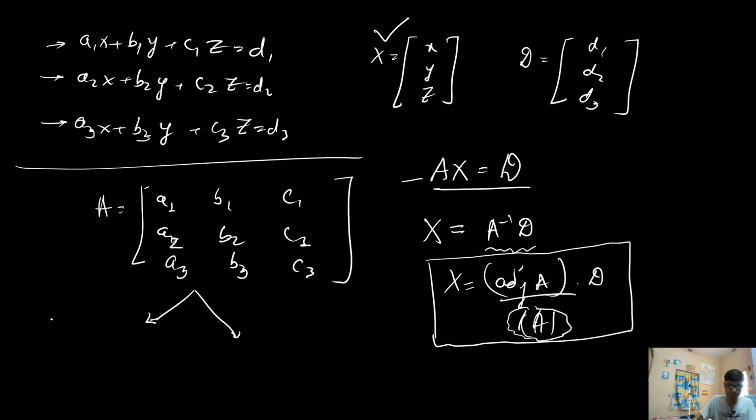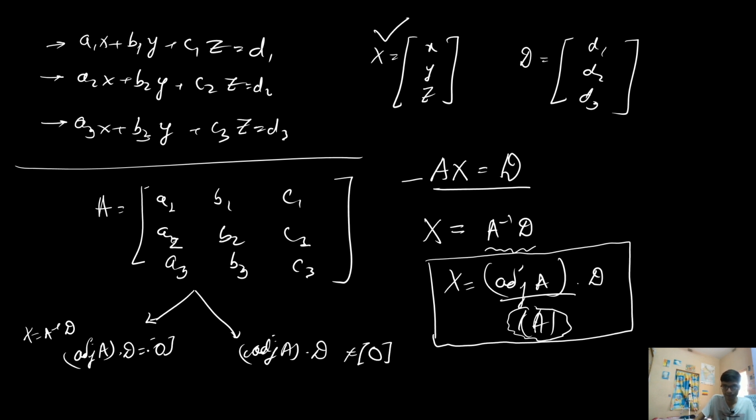There are two concepts, that is x is actually given by A inverse into D. So from here I can write one important thing, that is the adjoint of A into D is equal to a null matrix, and there can be another possibility, that is adjoint of A into D is not equal to a null matrix. Okay, there can be two possibilities, that is adjoint of A into D is a null matrix and adjoint of A into D is not a null matrix.